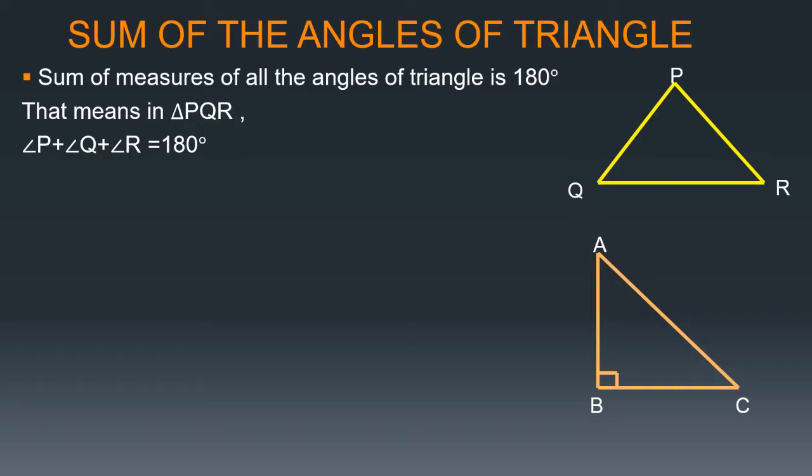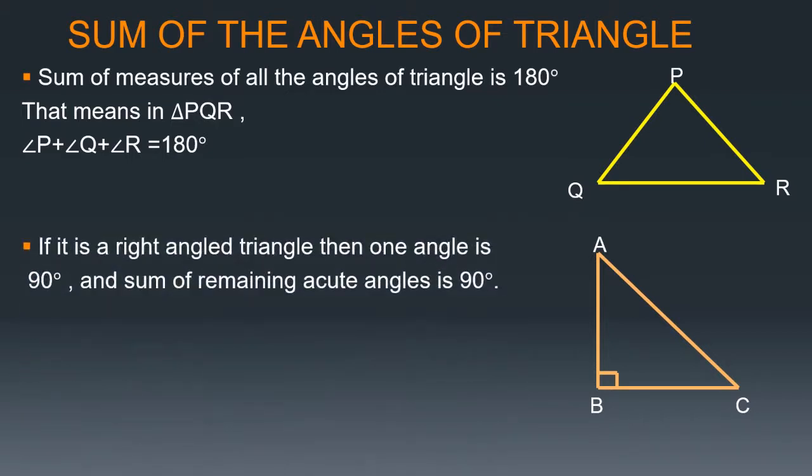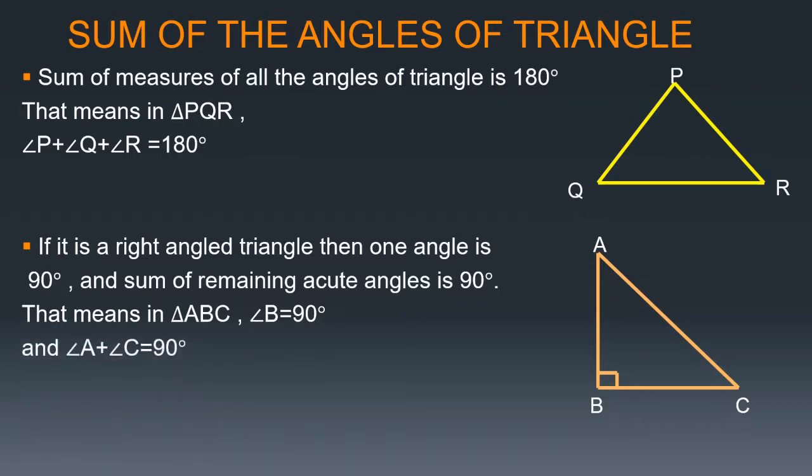Now these angles will be also complementary angles. What is complementary angle? Complementary angle means that their sum is 90 degree. So if it is a right angle triangle, then one angle is 90 degree and the sum of remaining acute angle is 90 degree. That means in triangle ABC, angle B is 90 degree and angle A plus angle C is also 90 degree.